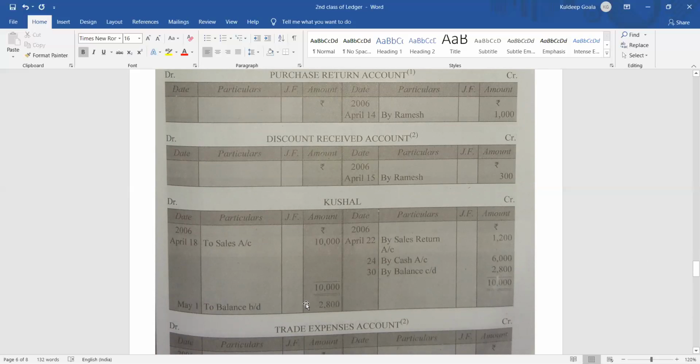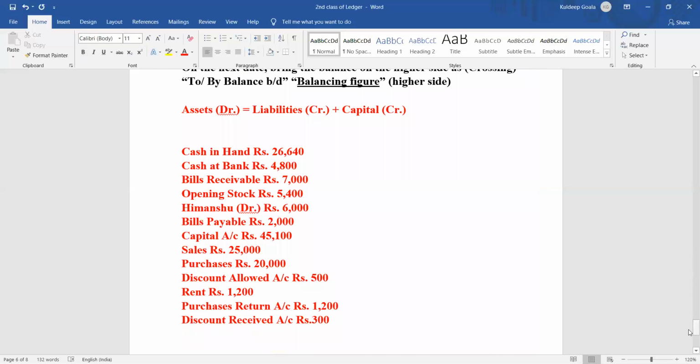Brought down side, the place where it is brought down, that side balance only we will take, because that is the extra or the higher side, right? How much? 2800 Kushal. Kushal, in the bracket I'll just write debit, rupees 2800.